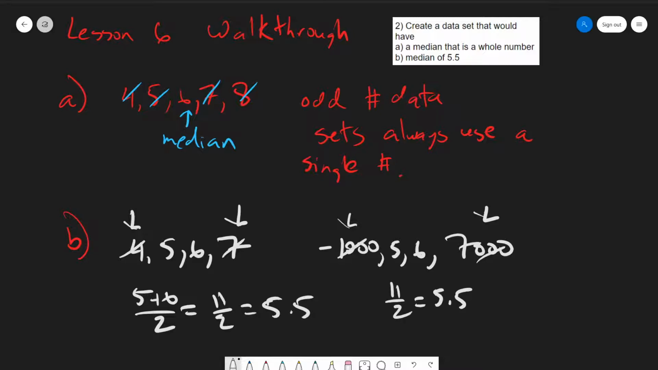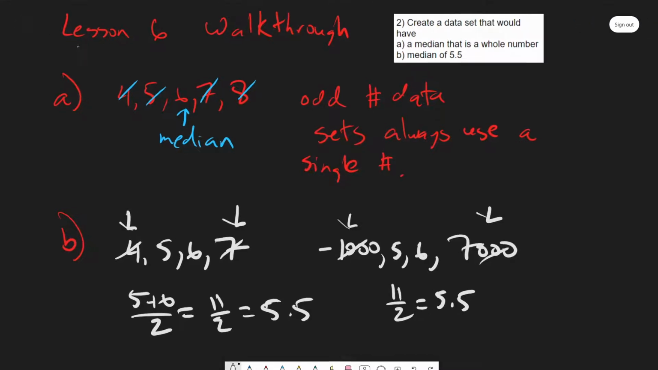So remember, the median is only a measure of what that middle number is, but it doesn't really say how far apart all the other numbers are. So that's number 2. Let's look at number 3.